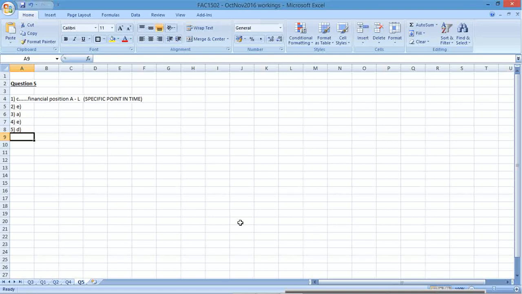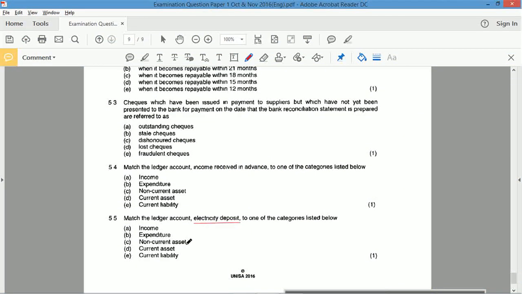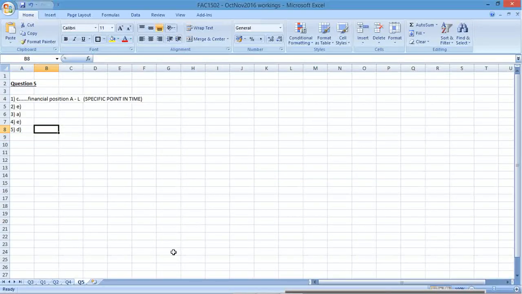You could actually look at it as a non-current asset, though a non-current asset would be tangible. So electricity deposit I would classify more as being current. But again, it depends. I said it's expenditure because it's electricity. Electricity is an expenditure, not the deposit. A deposit is a resource.